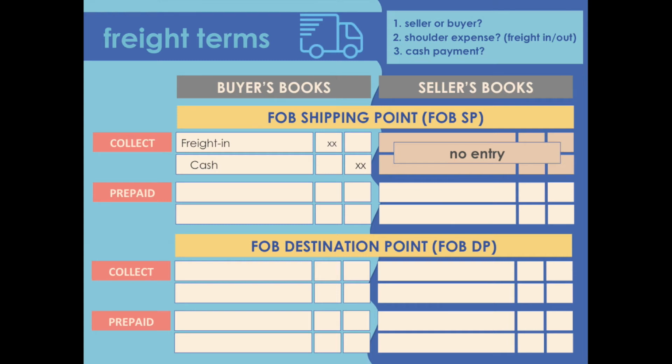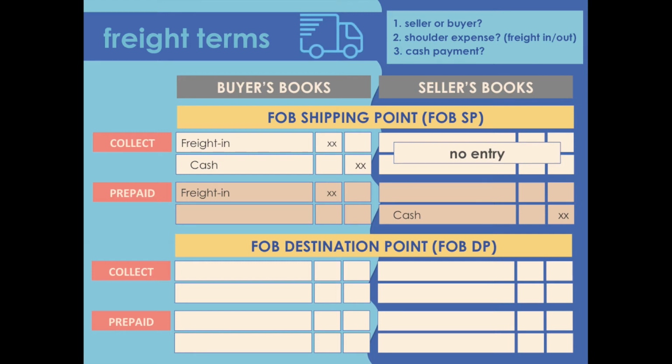Now let's try FOB shipping point prepaid. Who will be shouldering the expense? The buyer, right? So we debit freight in the buyer's books. Next, who will be making the cash payment? The seller, so we credit cash in the seller's books. Now you'll see that there is a mismatch between the party who is supposed to shoulder the cost and the party making the first cash payment.